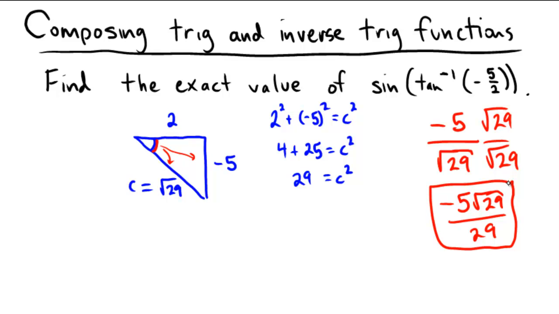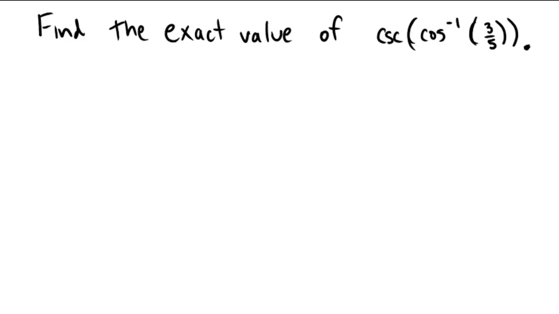Okay, why don't you try one on your own here? Pause the video and try to find the exact value of the cosecant of the cosine inverse of 3/5. Okay, assuming you gave it a good old shot here and paused the video, tried it on your own, we want the cosine inverse of 3/5. Cosine inverse, recall, is either going to be in quadrant 1 or 2. So since this is a positive value, this is going to be in quadrant 1. So quadrant 1 has right movement and up movement. So there's going to be our angle in quadrant 1.